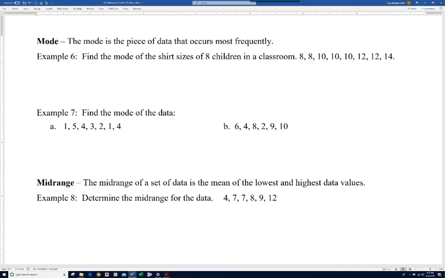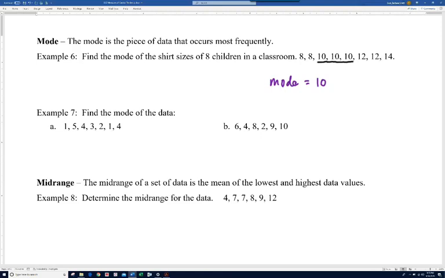Okay, so mode. The mode is the piece of data that occurs most frequently. So on number 6 it says find the mode of the shirt sizes of 8 children in a classroom. Well, let's see. Notice there's 3 10s, and it looks like that's the one that occurs the most. And so our mode is 10. So go ahead and do number 7, and then you can watch the video.